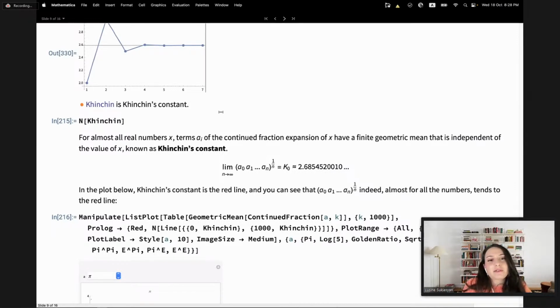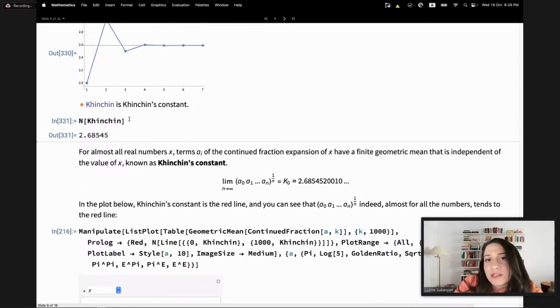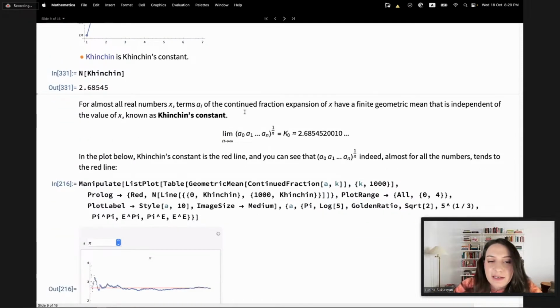Now let's talk about Khinchin's constant. This is the first mathematical constant that we're going to talk about today. So far, we only talked about functions. It's a mathematical constant, which is about 2.68545 and so on. And it is connected to a result that mathematician Aleksandr Khinchin proved, which says that for almost all real numbers x, the terms a_i of the continued fraction expansion of x have a finite geometric mean that is independent of the value of x, known as Khinchin's constant.